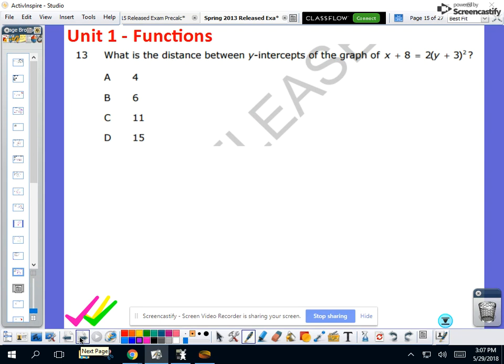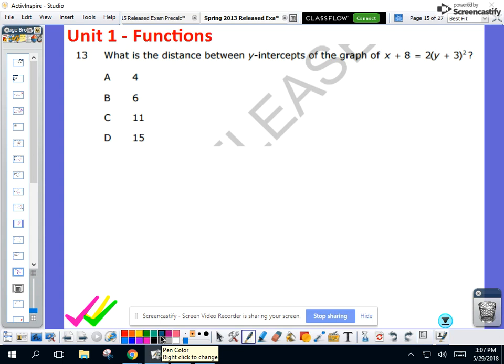Number 13 goes back to something that we talked about with functions, or we could also relate this to conics in Unit 5. This particular equation is actually the equation of a parabola. It's just not quite in that standard form that we're used to. We'd have to subtract 8 over to the other side.